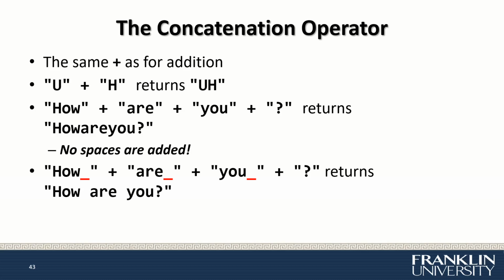Speaking of the concatenation operator, the plus for strings, we call it the concatenation operator. So you can concatenate multiple strings. If I have U plus H, I get UH. If I have H-O-W plus R plus U plus a question mark, I get how are you. No spaces are added. So if you want a space, then you add the space.